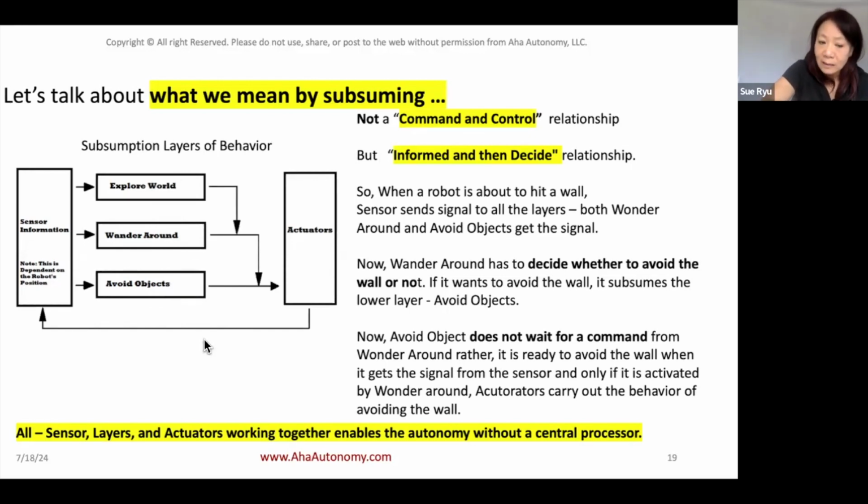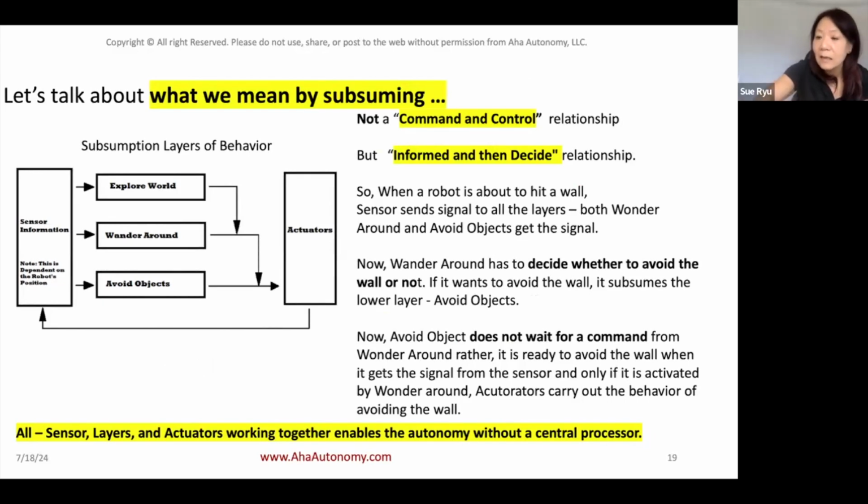Now, what I would like to point out here is the avoid object behavior. Avoid object does not directly rely on waiting for a command from wander around, the layer above. Rather, it waits for a signal from the sensor. The sensor sends the signal that we are just about to hit the wall, you've got to do what you need to do. And then it activates an actuator to actually avoid the wall. So again, this all works together, and that's how it enables autonomy without a real central processor.